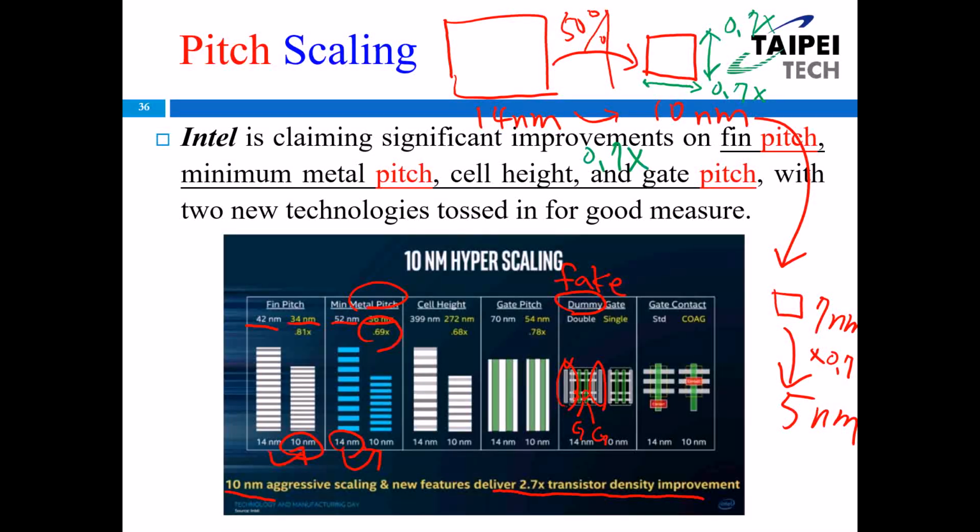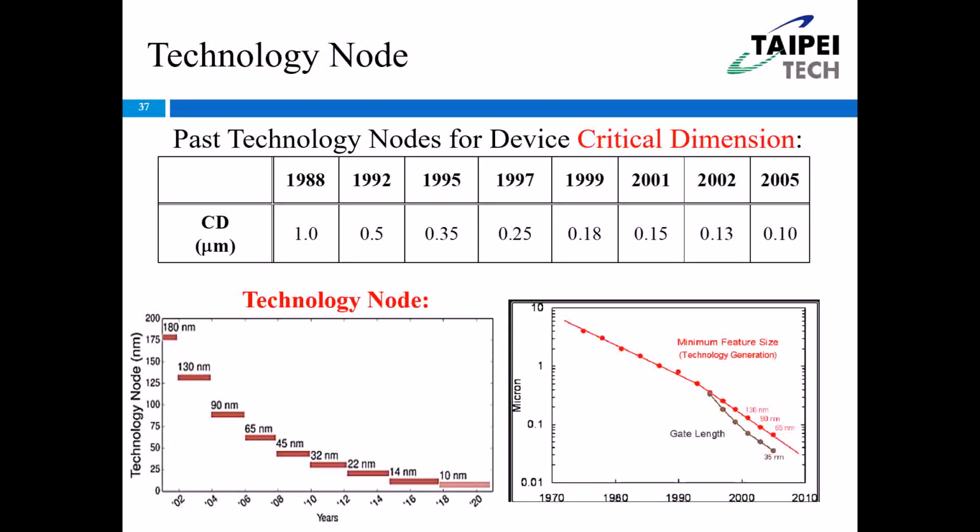Okay, so in the next slide, I will show you how we name our technology node. Right now, you see this table from the textbook. The textbook shows you the critical dimension, but the data is only from 20 years ago. 20 years ago, the critical dimension, CD, just meant the gate length. 20 years ago, the critical dimension was 100 nanometer, very large.